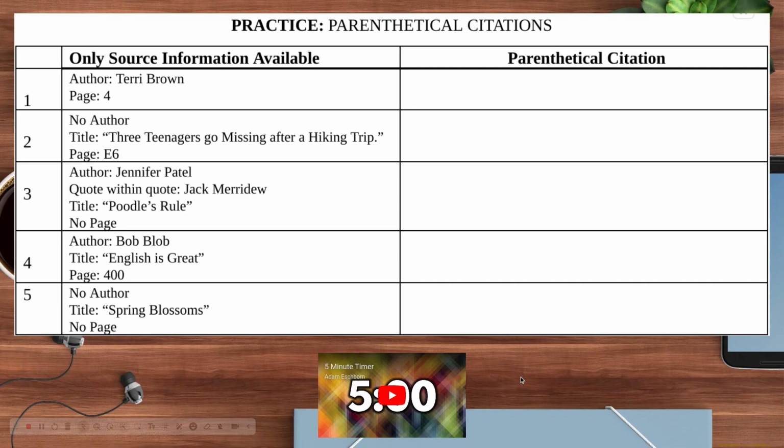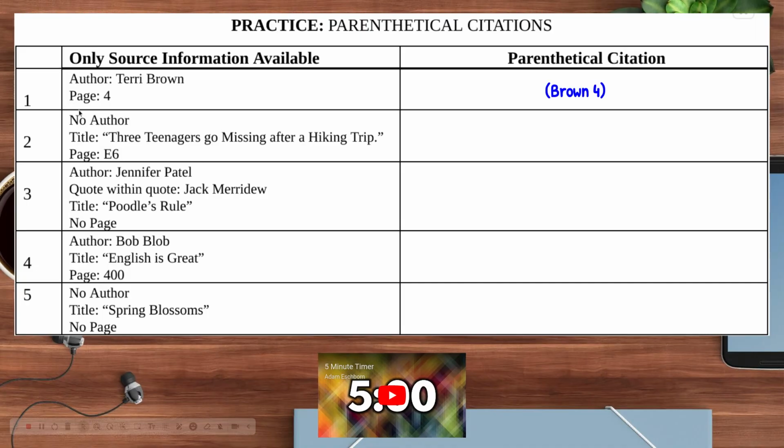Okay, so if you follow along with me, I'd like to go over the answers to these. So for the first one, we have an author, Terry Brown, and the quote came from page 4. I've got the author's name and a page number, so I would need to put Brown 4 as my citation.